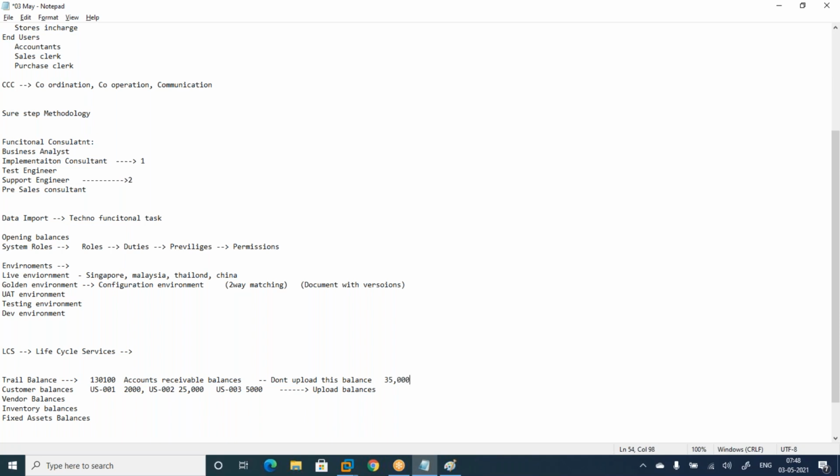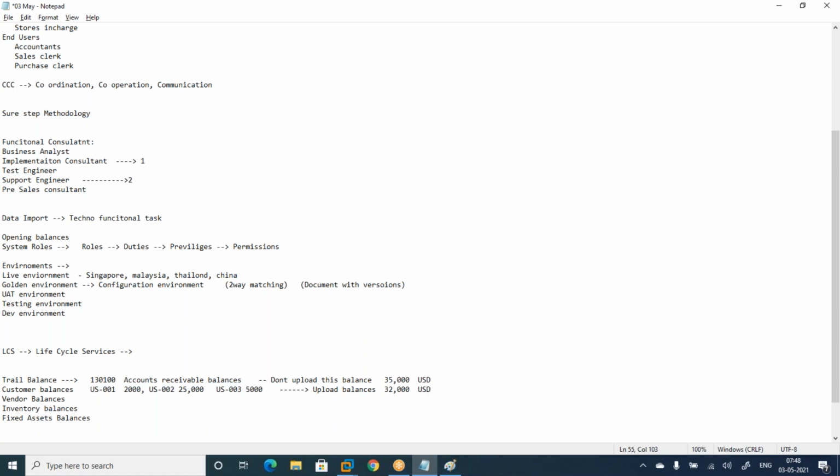Is the currency only a single currency or multiple currencies? Take the example that all are US dollars. 35,000 you have collected. But 2,000 plus 25,000 plus 5,000, total is 32,000. Who will tally whether 32,000 is correct or 35,000 is correct?